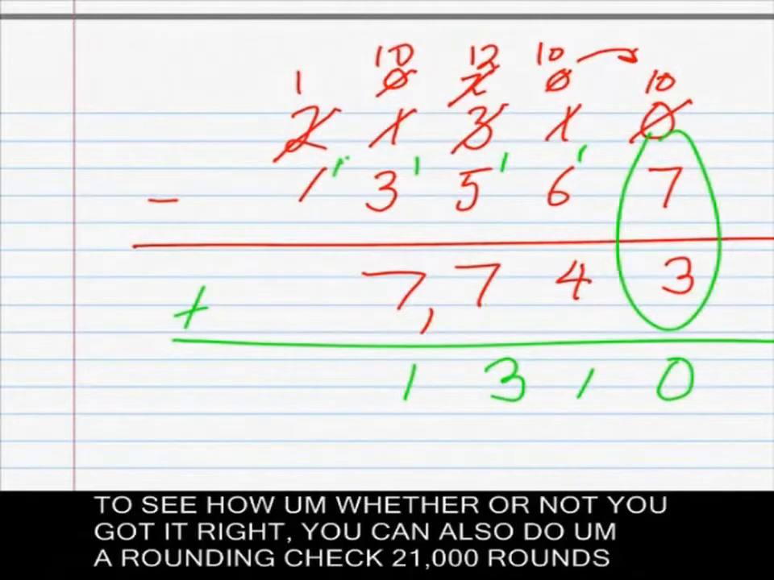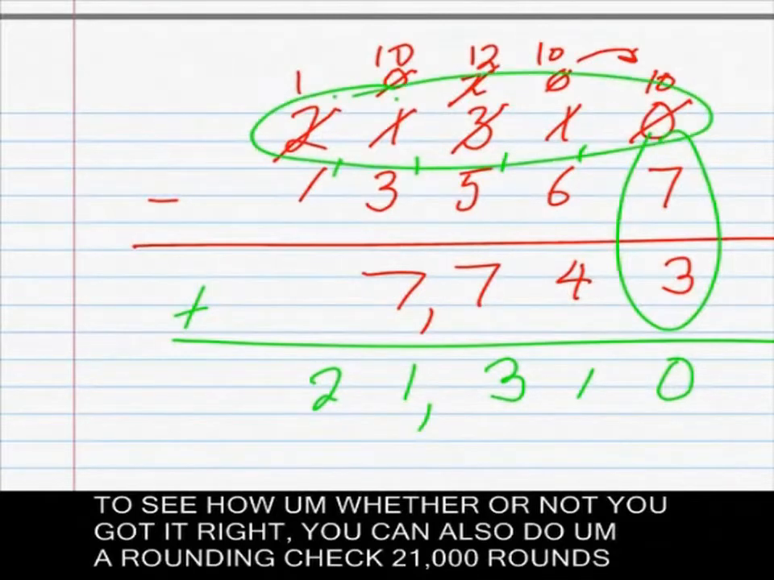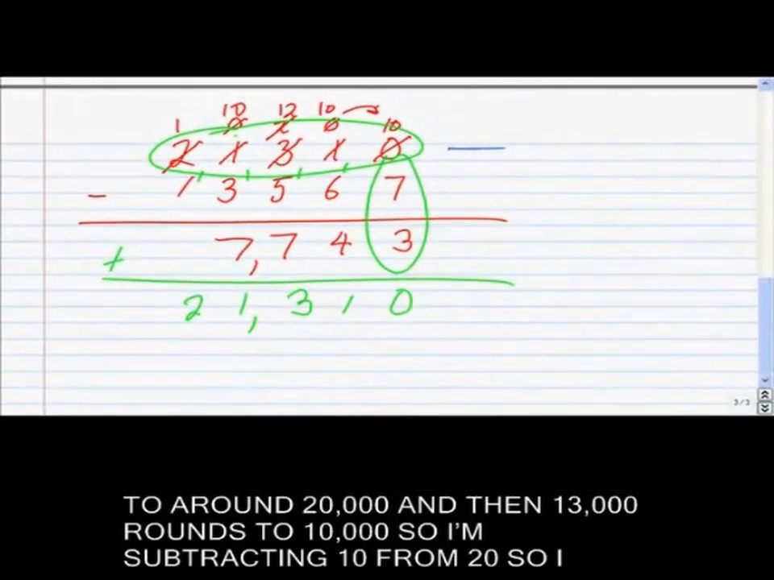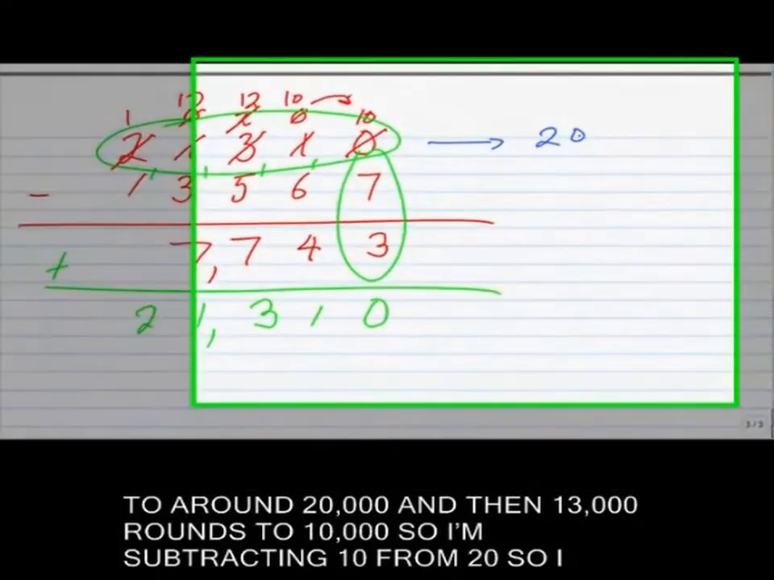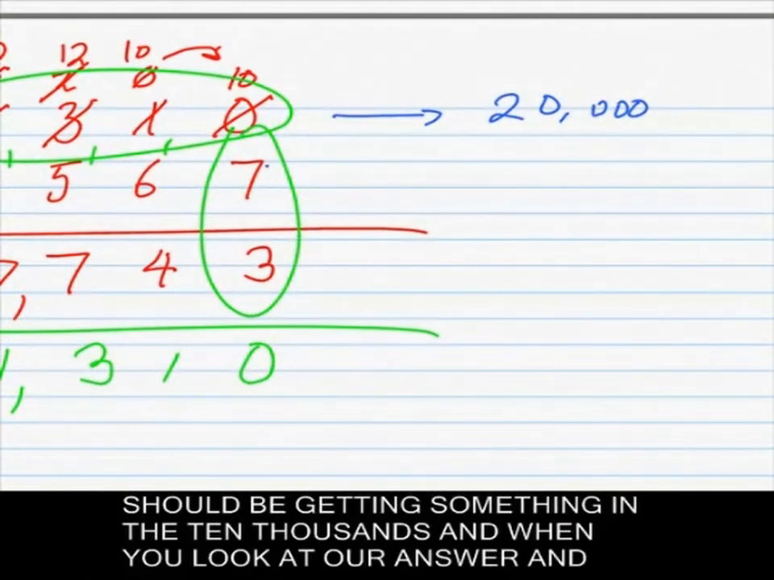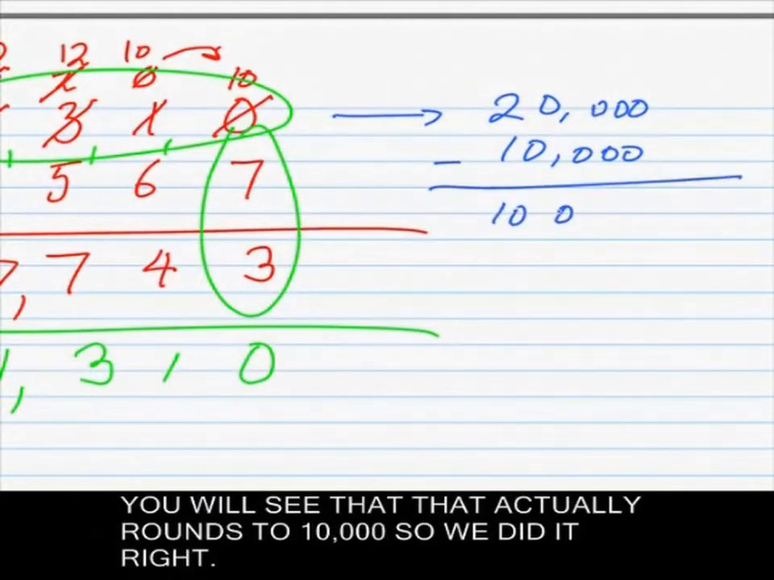Now, if you want to see whether or not you got it right, you can also do a rounding check. 21,000 rounds to around 20,000, and then 13,000 rounds to 10,000. So I'm subtracting 10 from 20, so I should be getting something in the 10,000s. And when you look at our answer, you'll see that that actually rounds to 10,000. So we did it right.